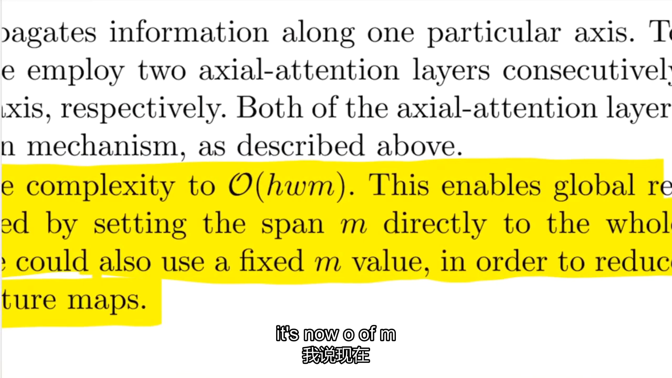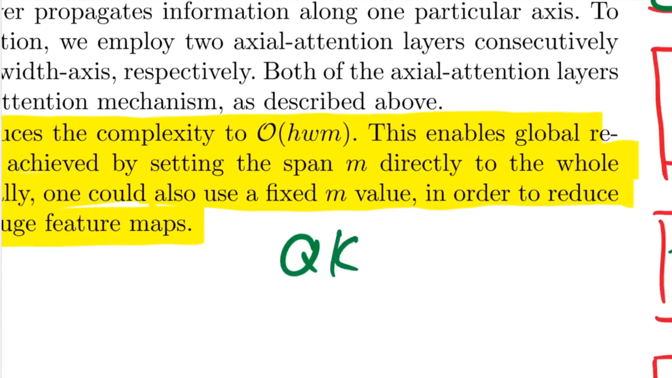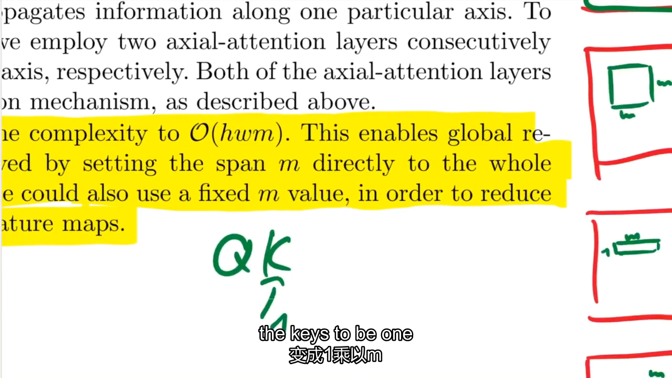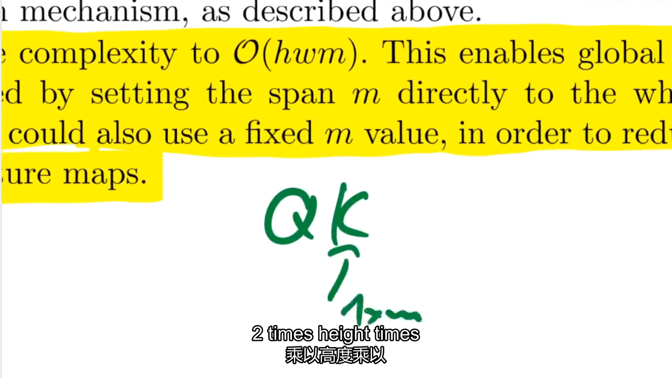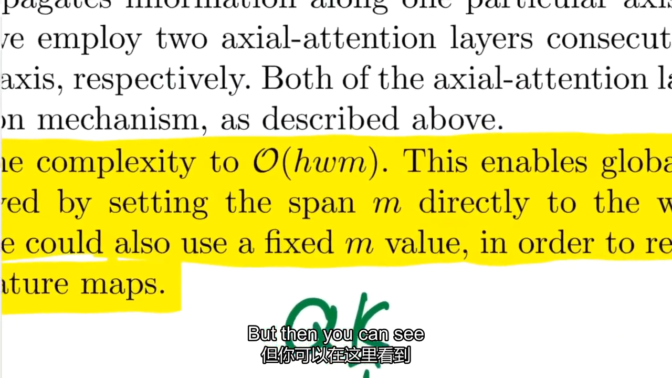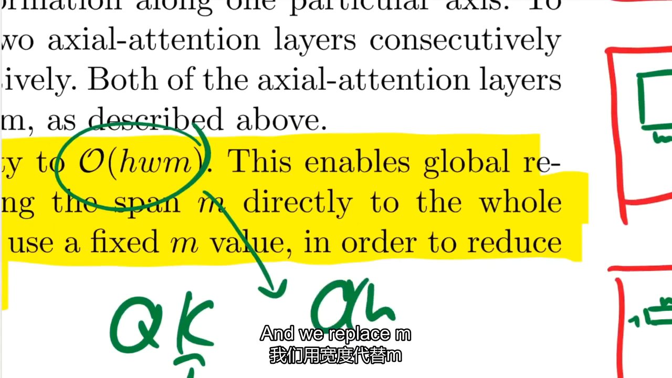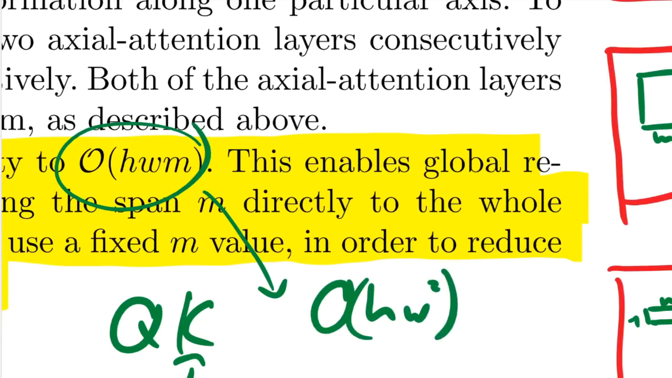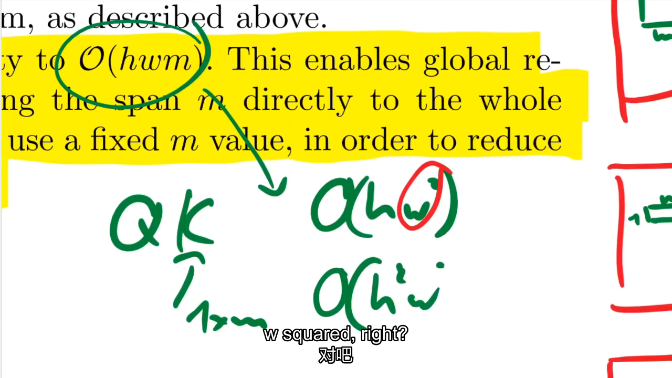What you can see right here is that it wasn't really correct of me to say that it's now O of m, because you still have the entire query space. So you multiply query by keys. Even if you make the keys 1 by m, yes, you reduce this from height times width times height times width to this. But if you take it and let's say we have this kind of row pattern and we replace m by the width, then we have width squared. So again, the square appears. However, it's smaller than the original attention. The original attention was h squared w squared, right? Because hw is the image and you need that squared in order to do the attention mechanism. Now we've basically reduced one of the factors.